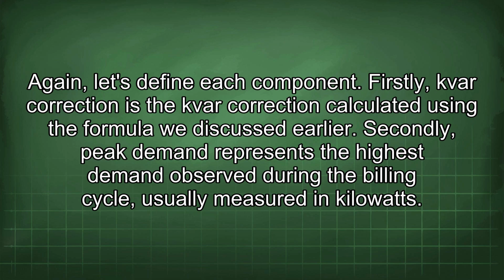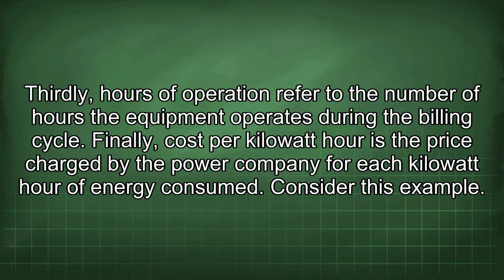Again, let's define each component. Firstly, kvar correction is the kvar correction calculated using the formula we discussed earlier. Secondly, peak demand represents the highest demand observed during the billing cycle, usually measured in kilowatts. Thirdly, hours of operation refer to the number of hours the equipment operates during the billing cycle. Finally, cost per kilowatt hour is the price charged by the power company for each kilowatt hour of energy consumed.